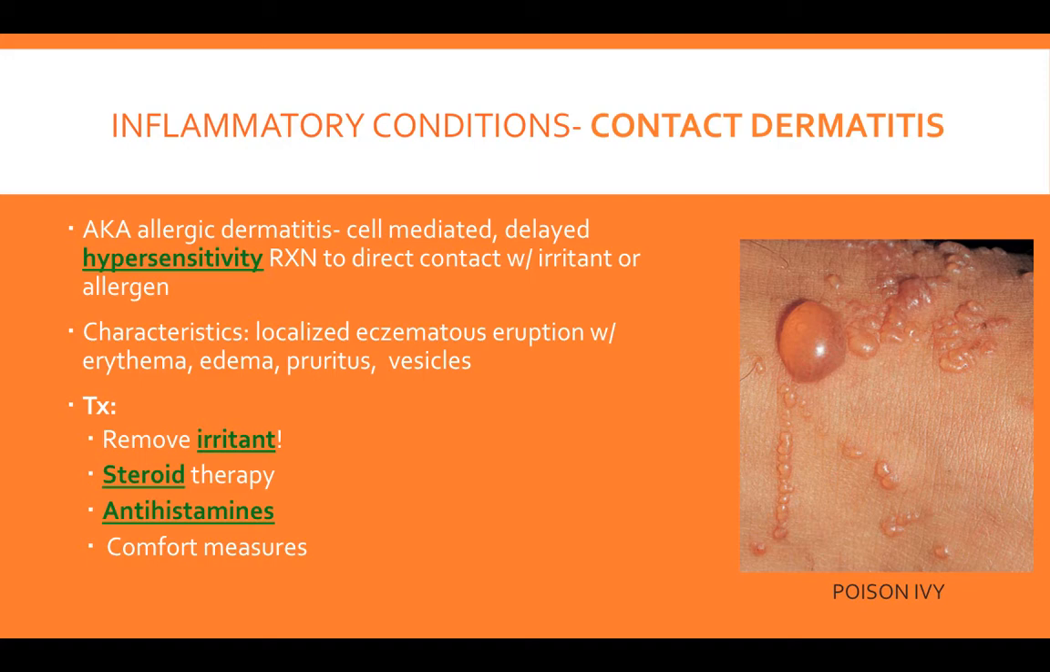They can be localized eczematous eruption with erythema, edema, pruritus, vesicles. So because it's caused by a specific irritant, what do we do? We remove the irritant after we identify it. Because it causes inflammation, we might give steroids and antihistamines for itching and inflammation as well, and comfort measures, maybe cool, moist compresses and lukewarm baths.